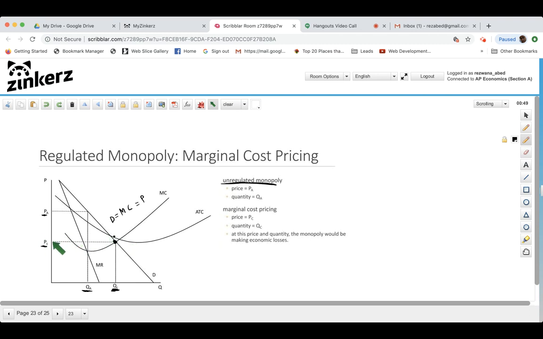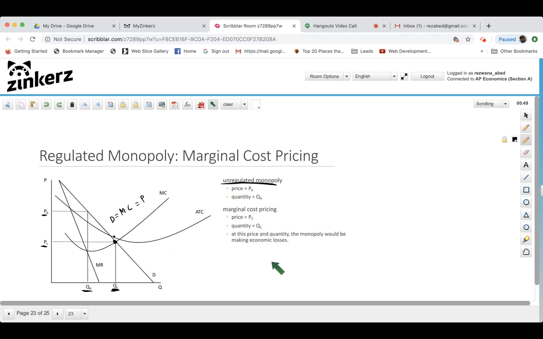If the government comes in and sets this price of PC and this quantity of QC, they're gonna be like, okay, government, you made us do this, but look what you're doing to us. We're making losses. We're not gonna be able to survive, and that's not great either. Because if the monopoly is a natural monopoly, and the only one providing this service in this neighborhood, in the long run they'll go out of business, and that's never good. Who's gonna come in and have this kind of economies of scale? It takes a long time.